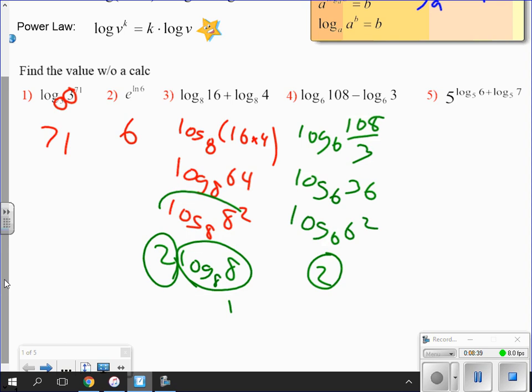Now, the next one is a little more complicated, kind of. There's a couple of ways I could do this problem. The easiest way is to go ahead and combine those up into one logarithm first. So I have the log plus the log. So that's log base 5 of 6 times 7, which is 42. Which means my answer is 42.